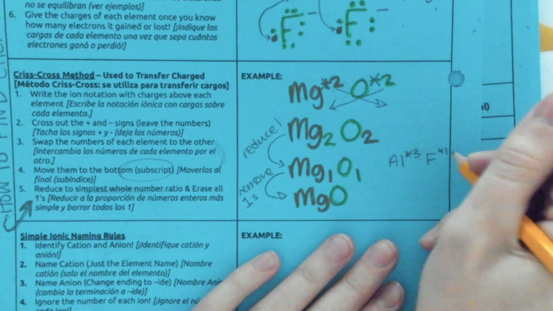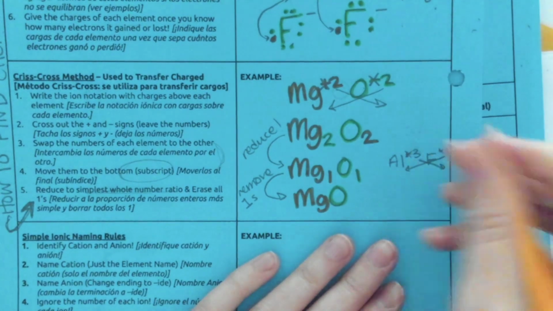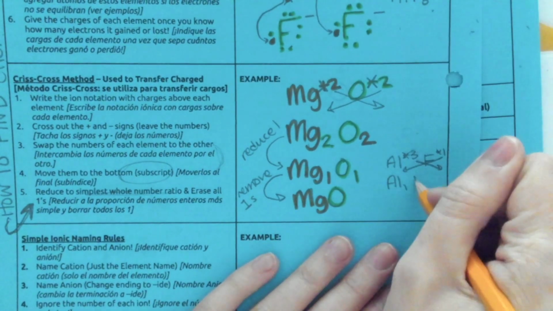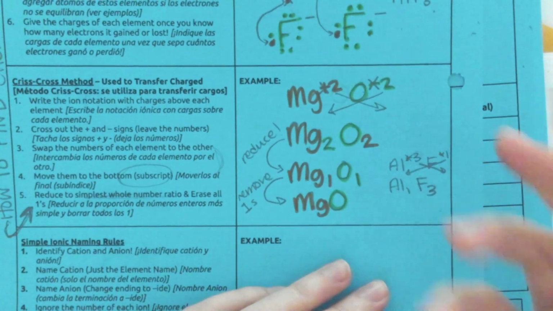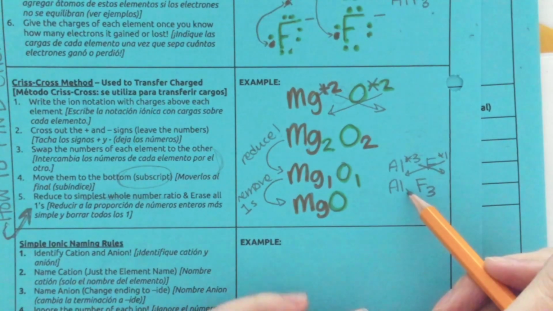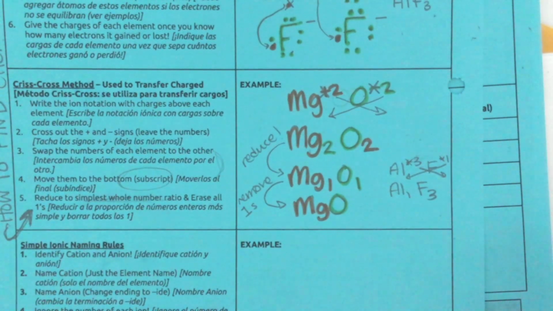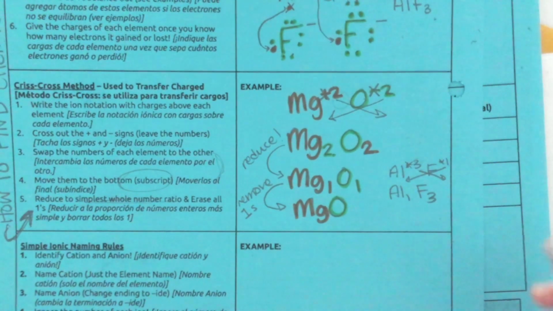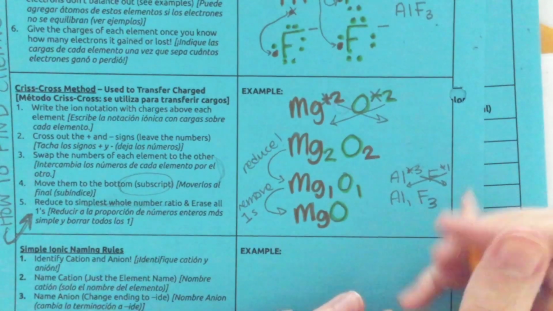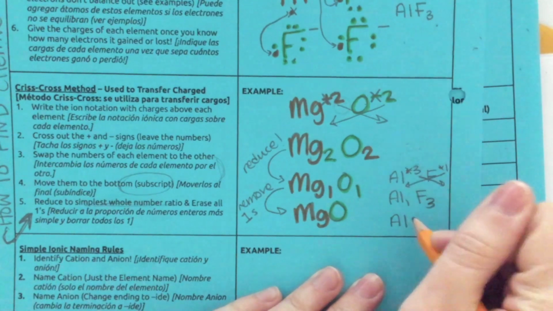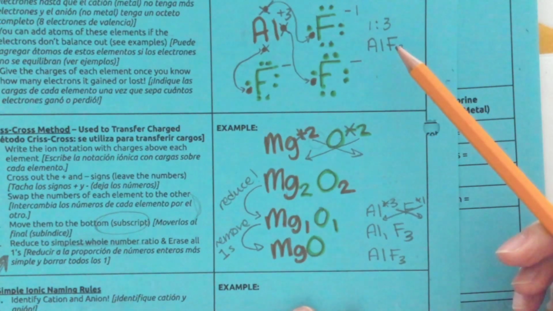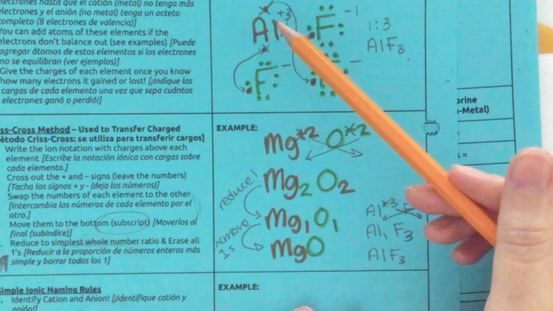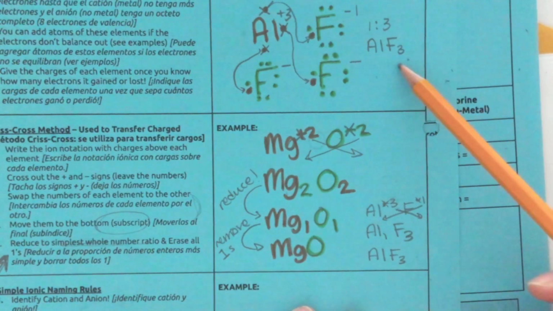We then cross out the charges and switch the numbers. And rewrite Al1 F3. Hopefully this is starting to look a little familiar to you. We can't reduce this, right? Because 1 to 3, they don't have any other common divisor besides the number 1. So we can't actually reduce this any farther. So then we can just rewrite this without the ones, AlF3. And that is exactly what we came up with earlier, right? By looking at these ratios of cation to anions, we came up with this.